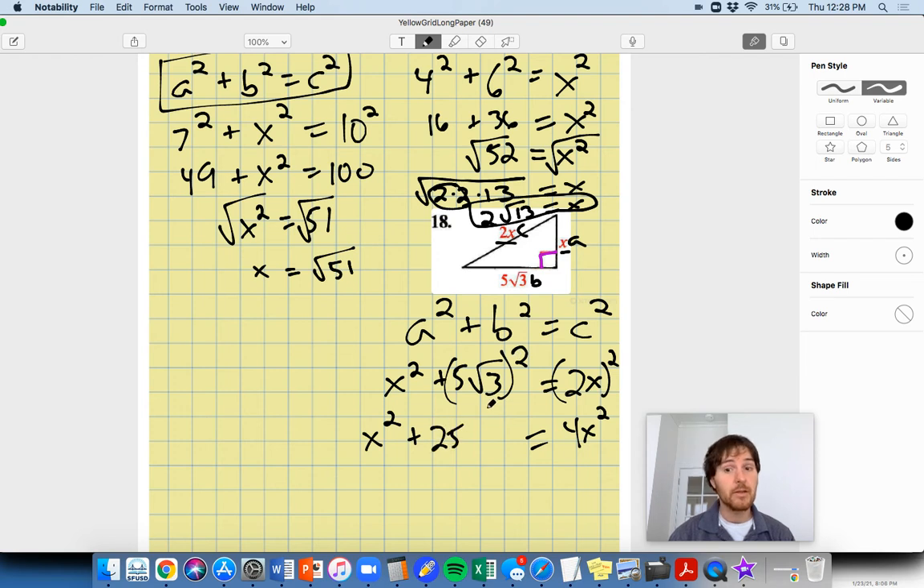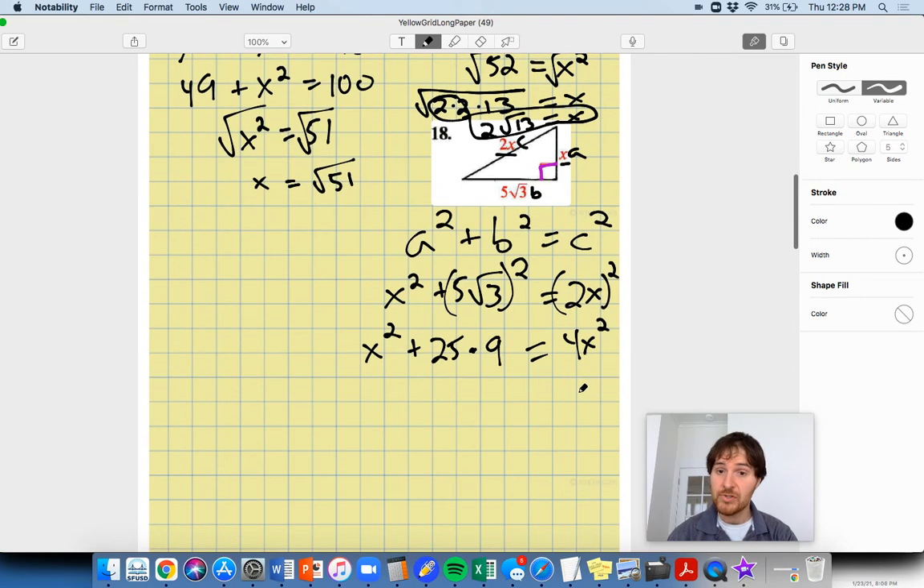I'm going to do this a little bit quicker than I did this stuff earlier. 5 squared is 25. Root 3 squared is 9, so we'll multiply that times 9, okay? This is just 5 times root 3, but if you square both of them, it's now 25 times 9. And we got 4x squared over here.